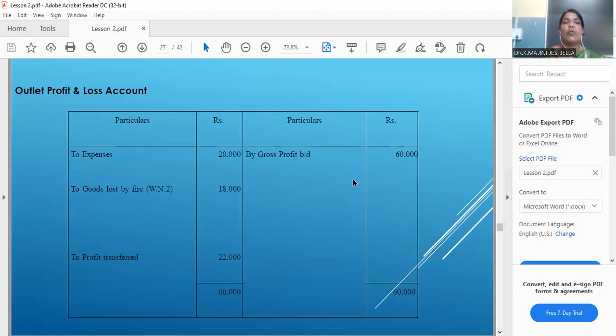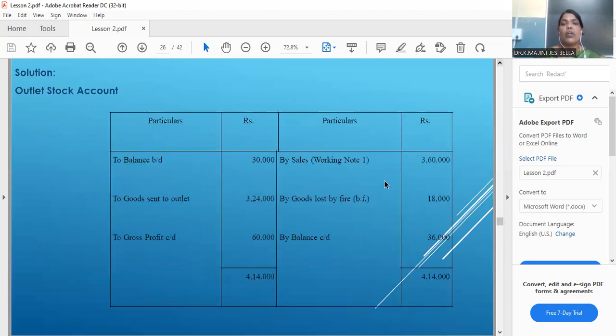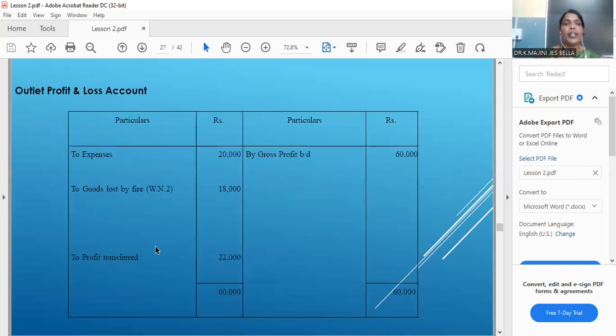Then goods lost by fire, we have found out, right? Goods lost by fire, 18,000. We can write here goods lost by fire, 18,000. So how much is the profit? To total it, the credit side total 60,000. When you subtract the expenses, you will get 22,000. Profit is 22,000.